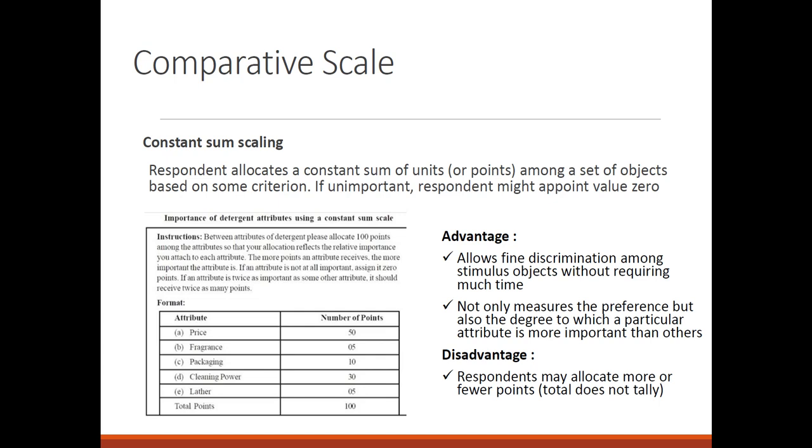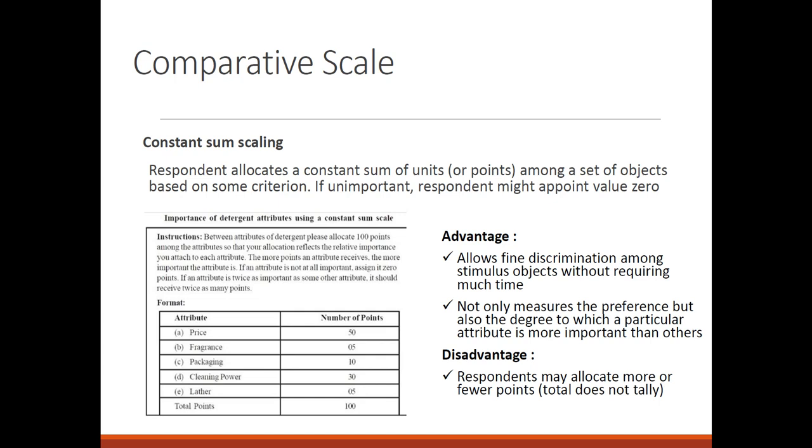Then you decide. Okay, so here you can see that not only do you get which one is the most preferred, but you also know the distance, how much more they like the price compared to the other factors. So you step up a little bit from ordinal to interval. It allows fine discrimination among stimulus objects without requiring much time. But the only thing is that it's very difficult for the respondent, who needs to calculate. When you calculate, you see the total is not 100, the total becomes 110. So what are you going to do?